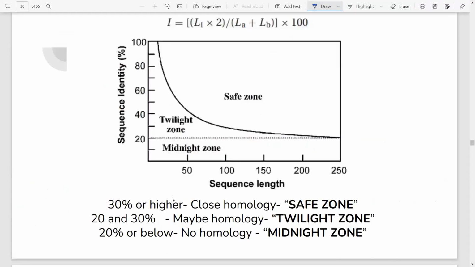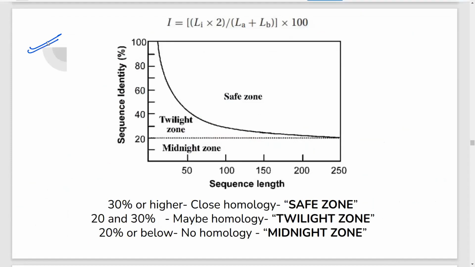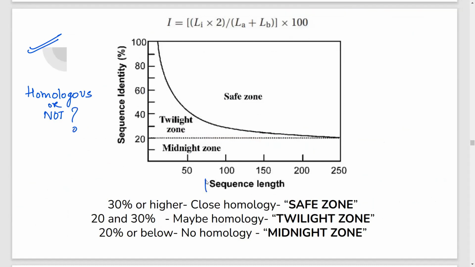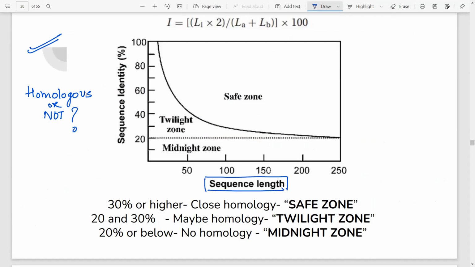So that can be done by using this graph. So how to say if a sequence shows homology or not. So whether it is homologous or not, how do we say? So that prediction can be done based on this graph of sequence length versus sequence identity. I hope you understood why we are talking about sequence length.